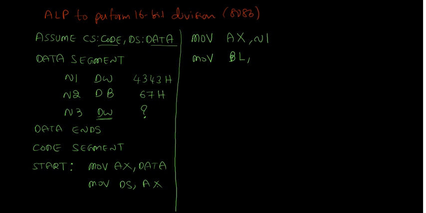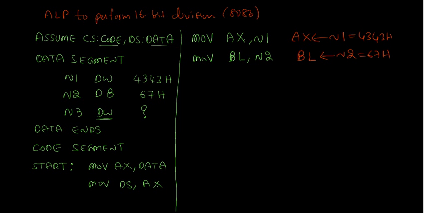Now you need to load these two numbers, one to AX and the other to BL. Why am I using BL? Because N2 is a byte, right? You require an 8-bit register, that is BL. And what will happen here? AX will be loaded with N1, BL will be loaded with N2, which is 4343h and 67h, and this AX is dividend and BL is divisor, right?